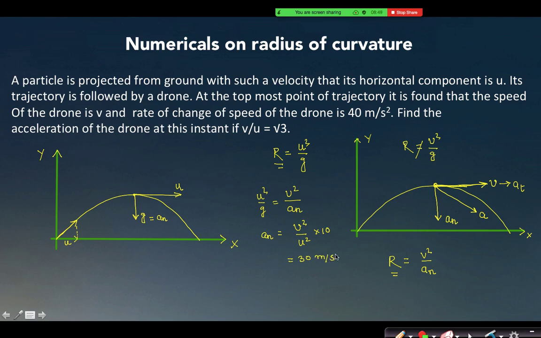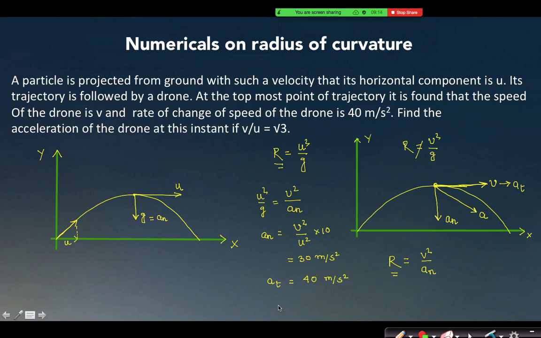Now I have to find what is the actual acceleration of the drone, and I know what is the tangential acceleration of the drone. Do I know that? 40. How? Because it is given that rate of change of speed is 40. Yes, that is nothing but the tangential acceleration.